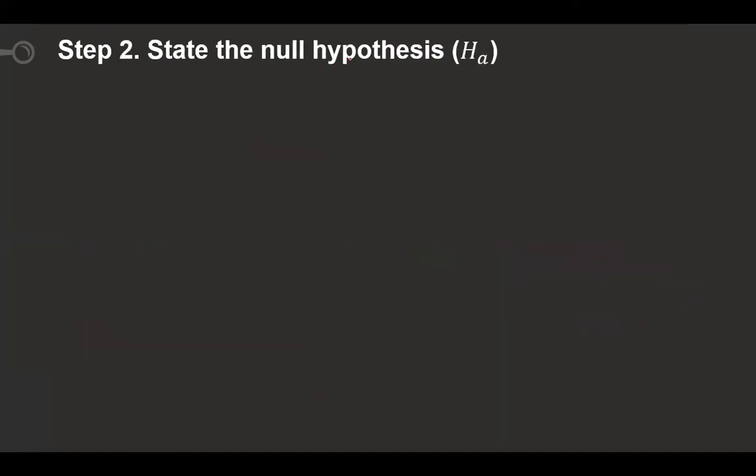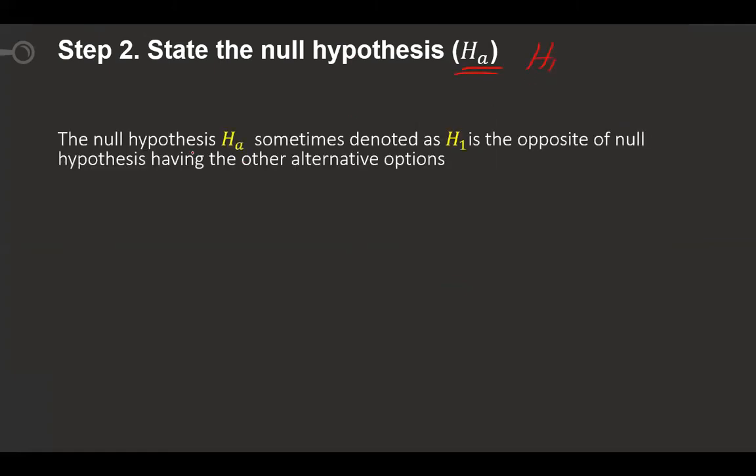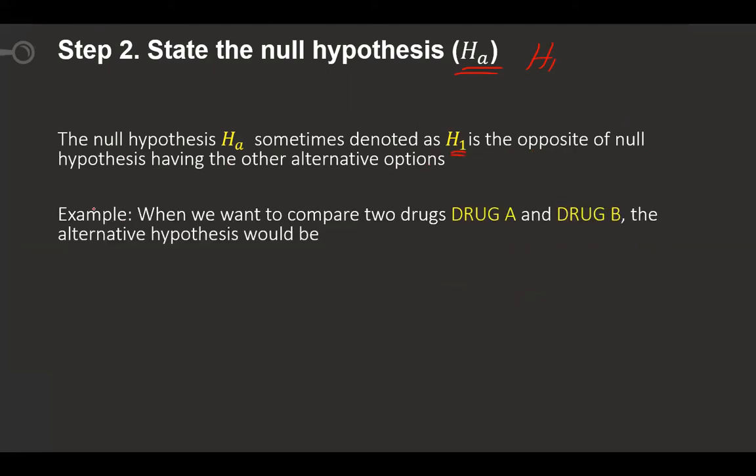Once the null hypothesis is stated, the straight opposite is done for the alternate hypothesis. I can have it as H1 also here. The alternative hypothesis HA, sometimes denoted as H1, is the opposite of the null hypothesis, having the other alternative options. See, what are the other options?